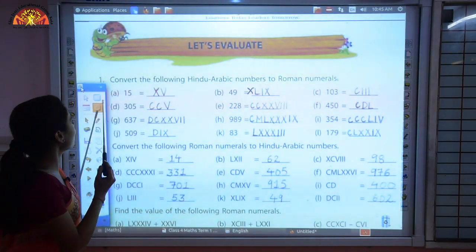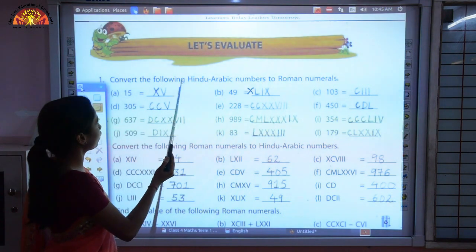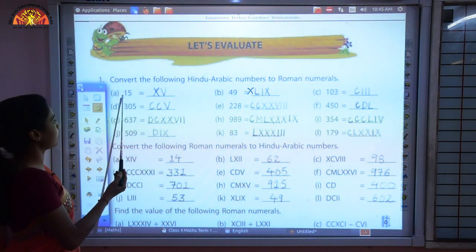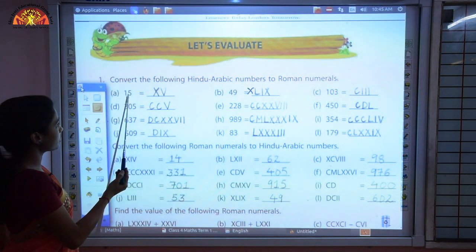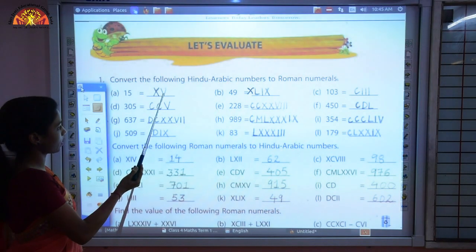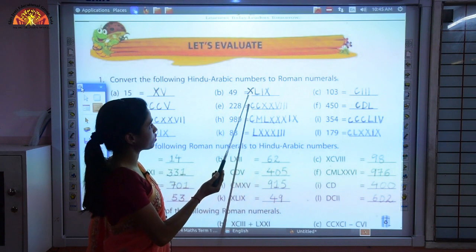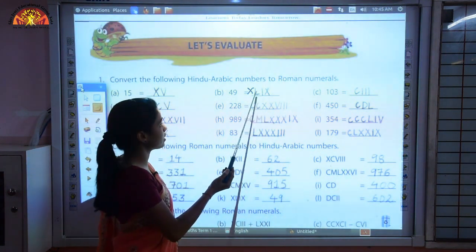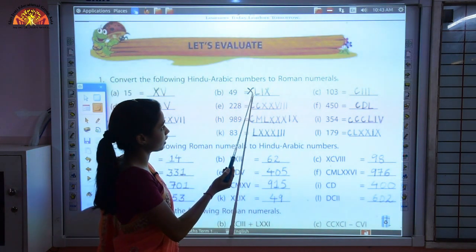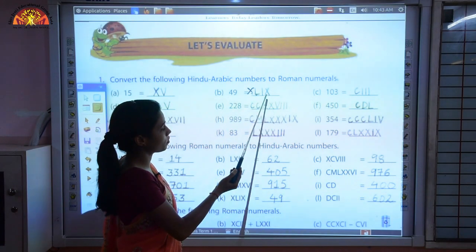Okay students, now let us see question number 1 given on page number 20 of your book. Convert the following Hindu Arabic numbers to Roman numerals. Now this is 15, that is we can write 15 as 10 plus 5. So we will write X for 10 and V for 5. So XV. Now to write 49, first of all we have to subtract 10 from 50, that is L, and then we will write X on the left hand side because we are subtracting 10 from L. So this will be 40 and then add 9 to it. So this will be 49.